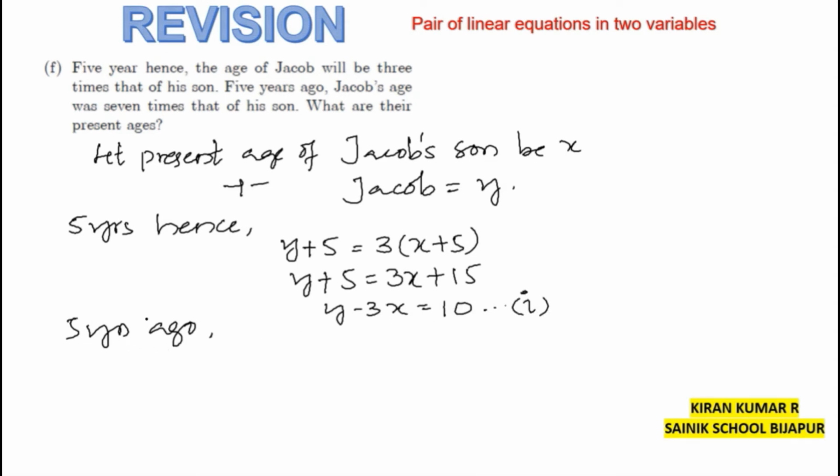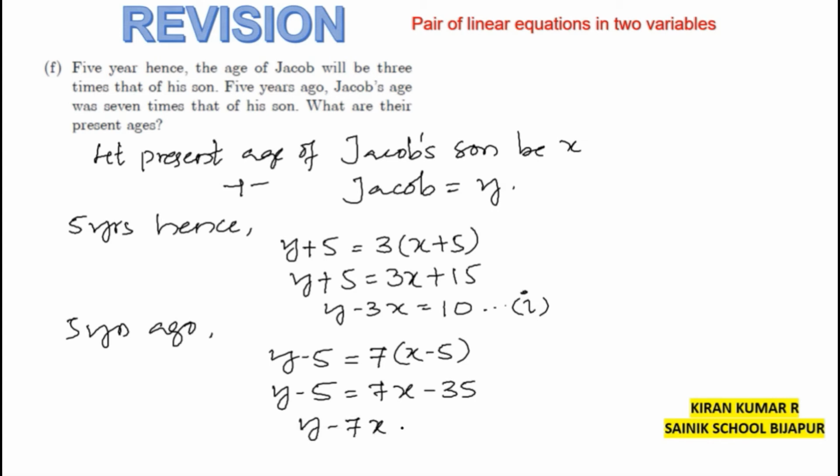5 years ago means 5 years before. Jacob's age is y minus 5. He will be 7 times his son's age, x minus 5. So let us simplify this. We'll be getting y minus 5 equal to 7x minus 35. Therefore, y minus 7x will be equal to minus 30. Let this be equation 2.